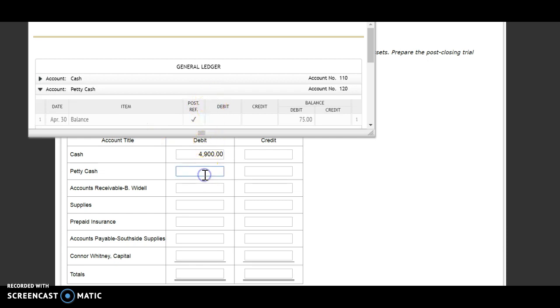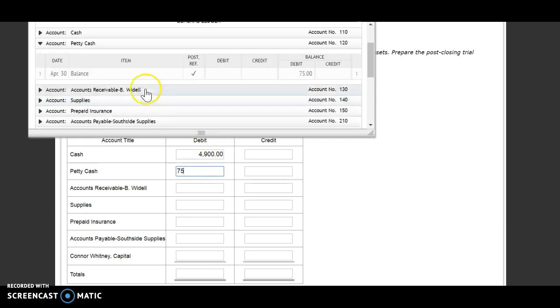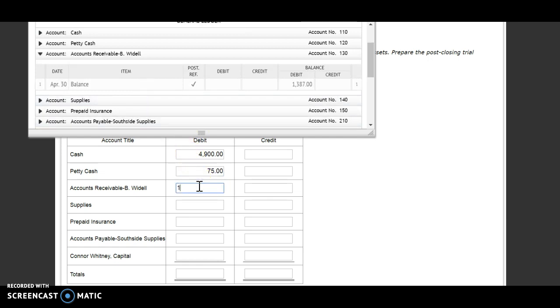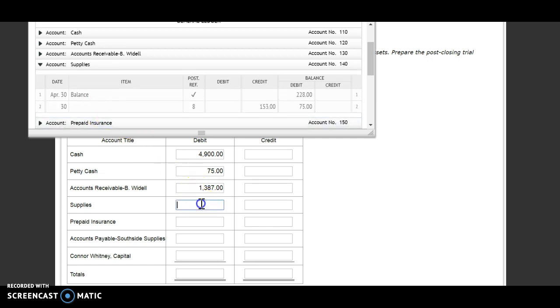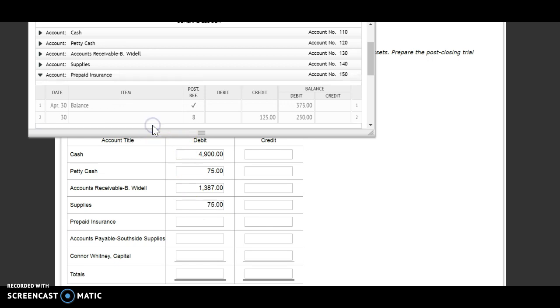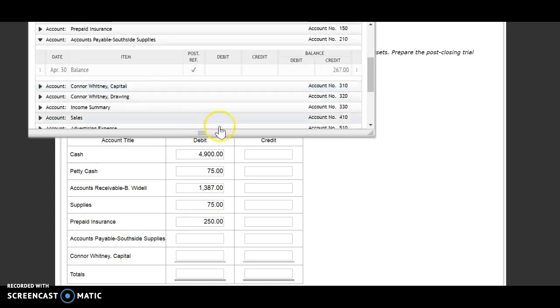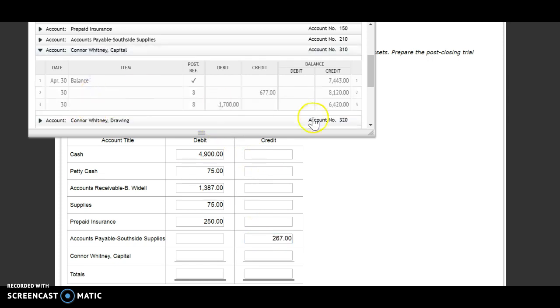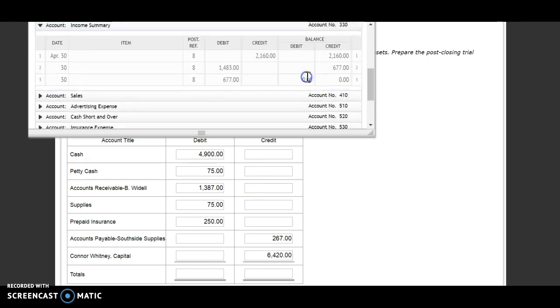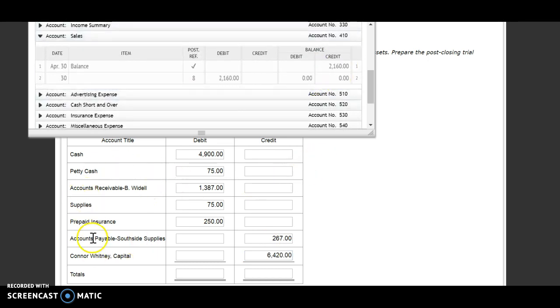Petty cash then is a debit of $75. Accounts receivable is a debit of $1,387. Supplies is a debit of $75. Prepaid insurance, a debit of $250. Accounts payable is a credit of $267. Capital is a credit of $6,420. And then if I were to go through the rest of these, I should see that the rest of them are all zero balances, and that's why they're not listed on my post-closing trial balance.